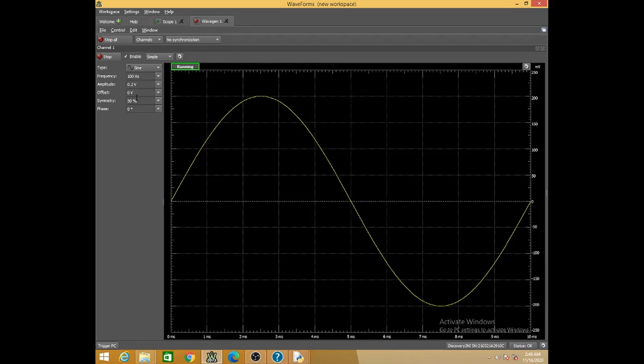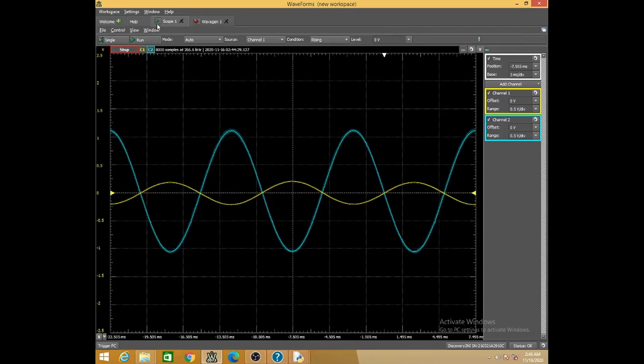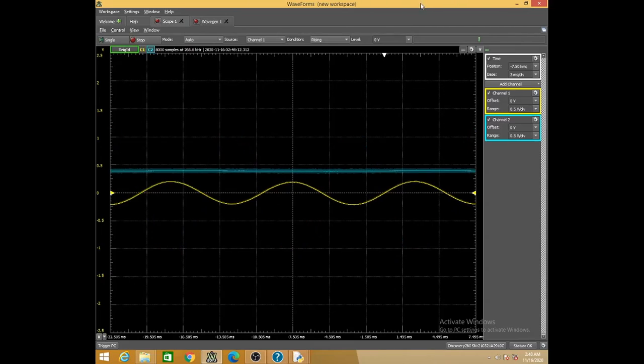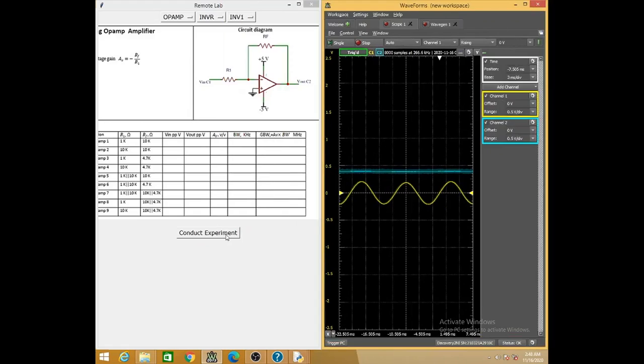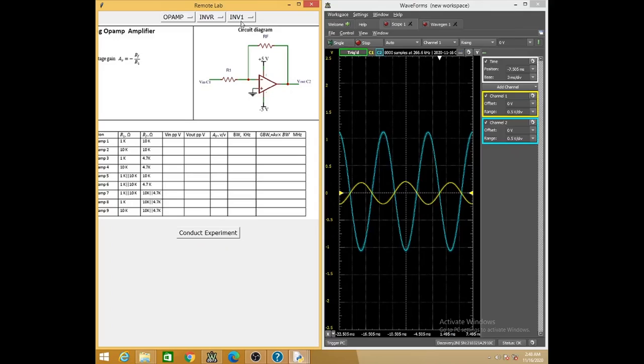You can see here I'm applying 0.2 volt and the frequency is 100 hertz. Now you can see it has not yet been conducted, so you're not getting any waveform. Now I have pressed conduct. Since it is INV1, there is a corresponding value of R1 and RF, and you can see the output voltage is actually inverted. The input is increasing in the positive direction, whereas the output is going down. Blue is the output, and channel 1 is the input, and we can make this a single window.